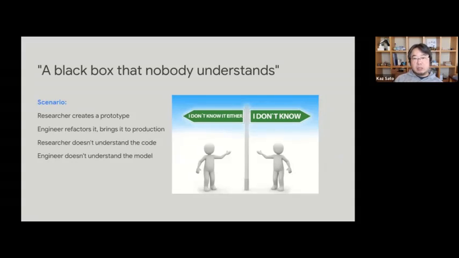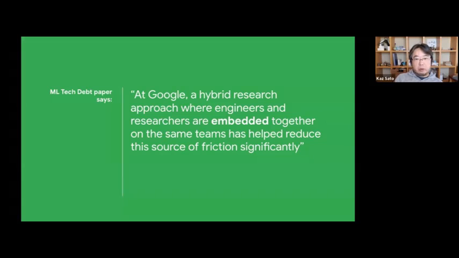For example, researchers would create a prototype and pass it to the ops engineer, and then the ops engineer takes that and builds an infrastructure with that. Without close collaboration between the researchers and the ops engineers, it's possible that the researcher would not understand what's happening inside the serving production system, whereas the ops engineer would not understand anything that is happening inside the machine learning model. This is the black box pattern you may want to avoid.